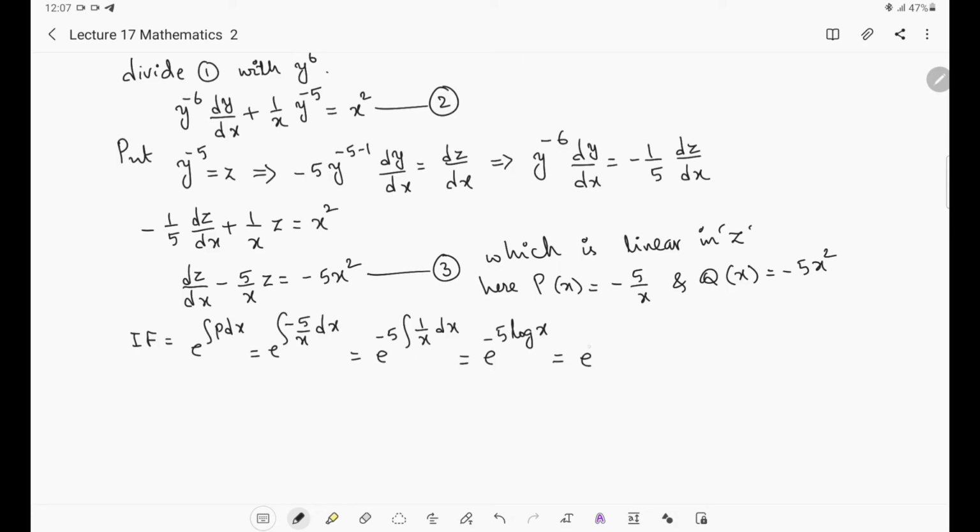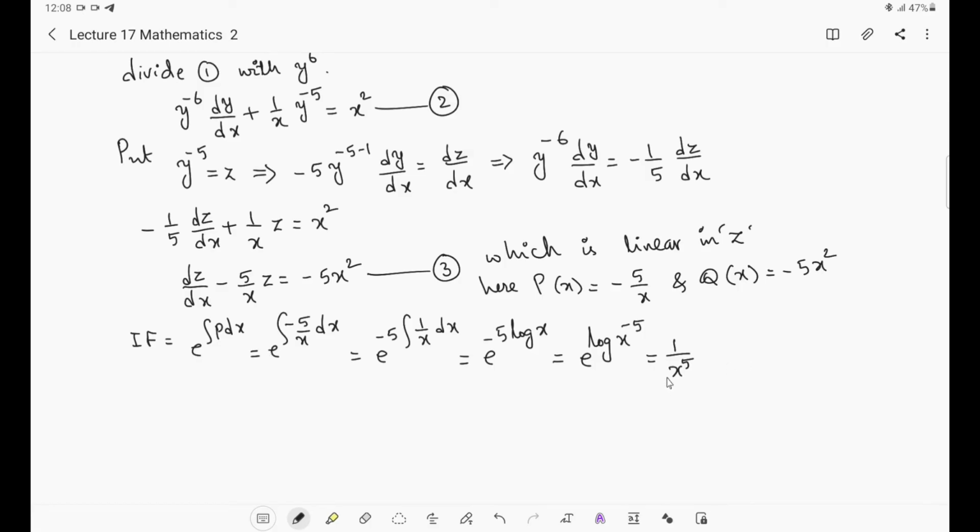This can be written as e power log x power minus 5, right? Exponential and log will get cancelled, x power minus 5 will remain. x power minus 5 is nothing but 1 by x power 5. This is the integrating factor now. Integrating factor is 1 by x power 5.